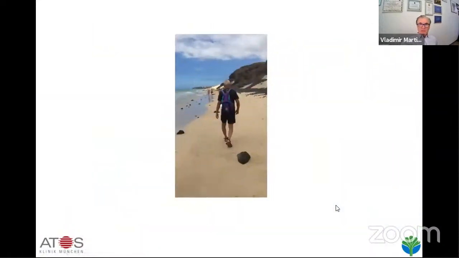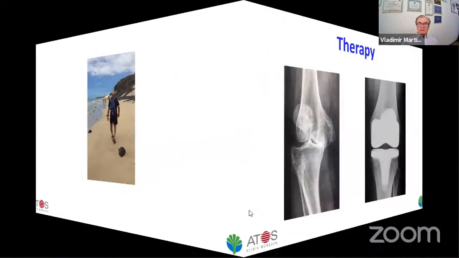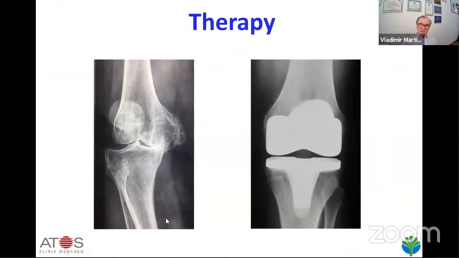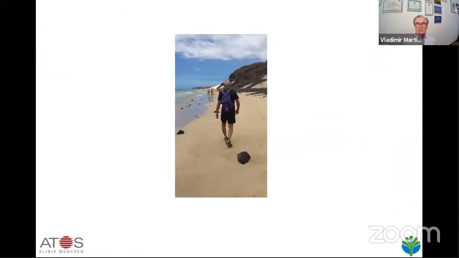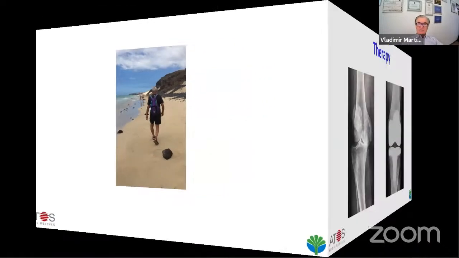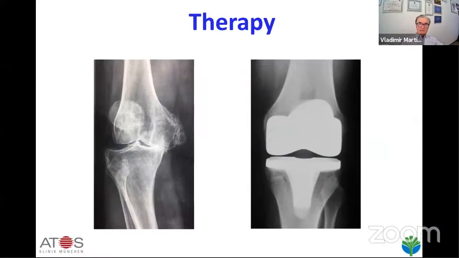So this is a picture you probably see sometimes, and you think about what is wrong with this guy. Probably all of us, when we walk on the street or on the beach, see some axis deviation, some people limping, and we think about how we could help this man or this woman.